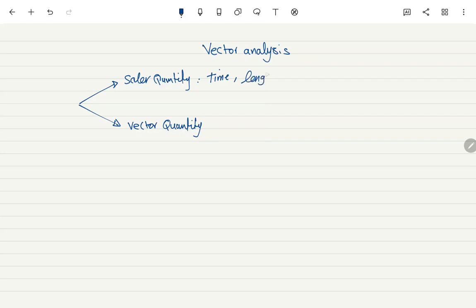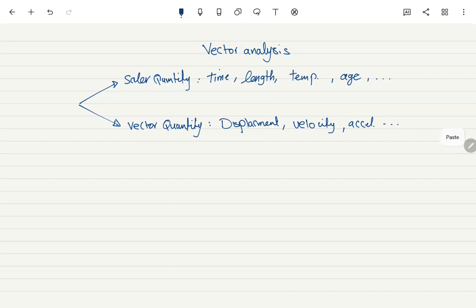length, temperature, age, etc. But for a vector quantity, we require two things: the magnitude and direction, like displacement, velocity, acceleration, etc.